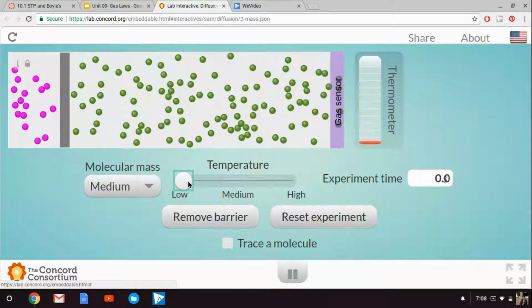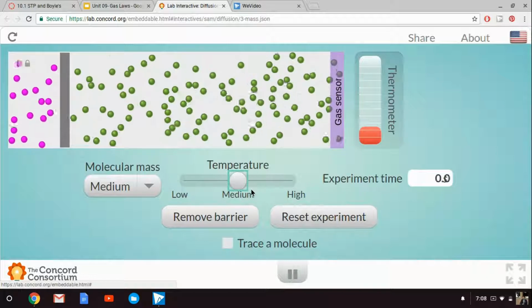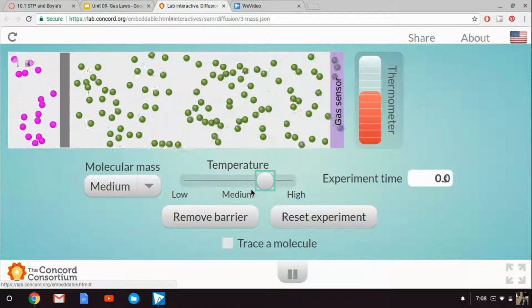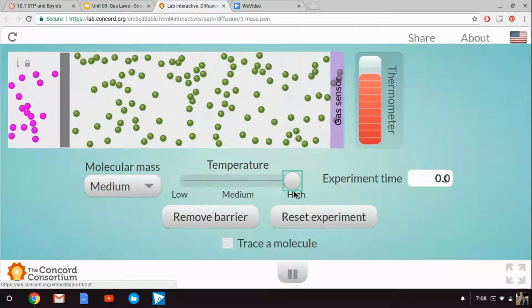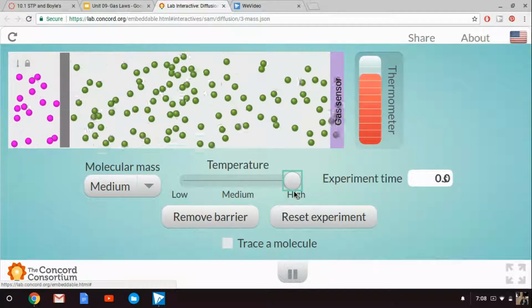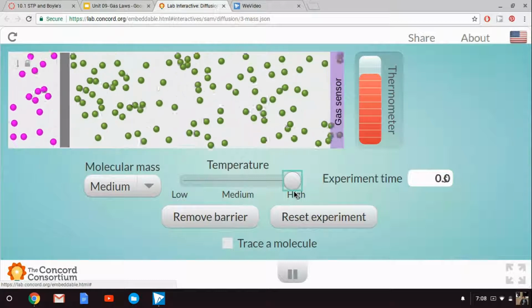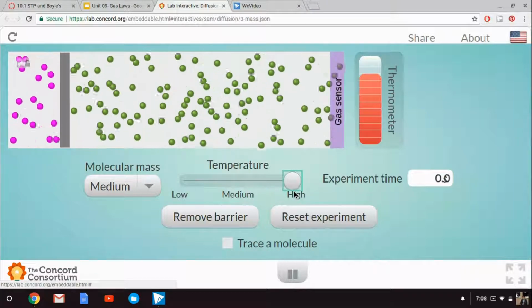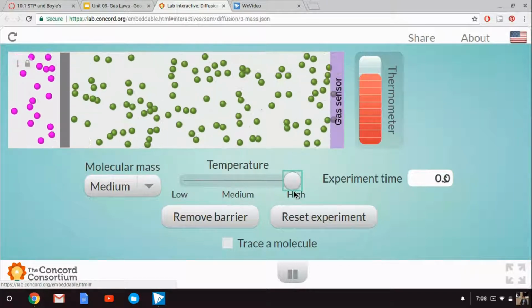Or I can also raise the temperature, and you can see that the molecules start to move faster and faster, and they carry more energy with them. And so that's the idea that we have for temperature: it's just a measure of how quickly and with how much force these molecules are moving.